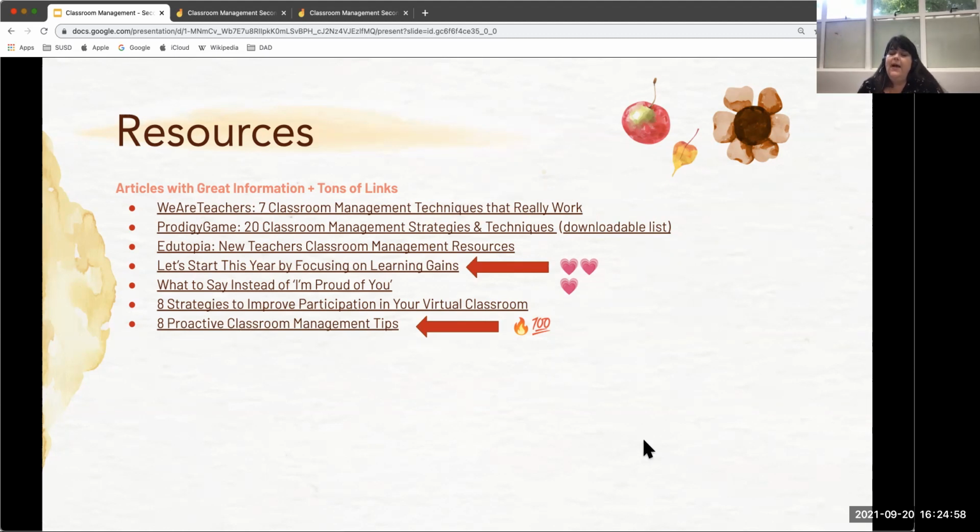And then the 8 proactive classroom management tips. So at the very beginning, we talked about being reactive versus proactive. And so that last article has some really valuable tips that I think would be helpful in all your free time when you want to do some research on classroom management. So I understand it's a bit idealistic, but those are a ton of resources if you're up at night, can't figure out what to do, some suggestions for you.